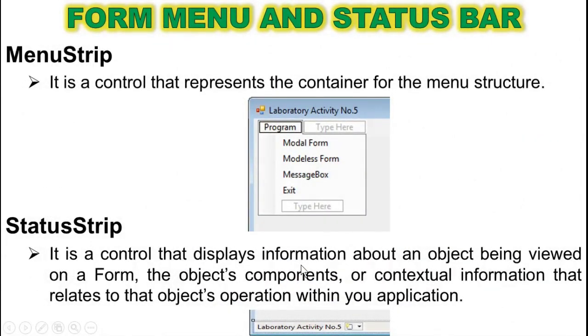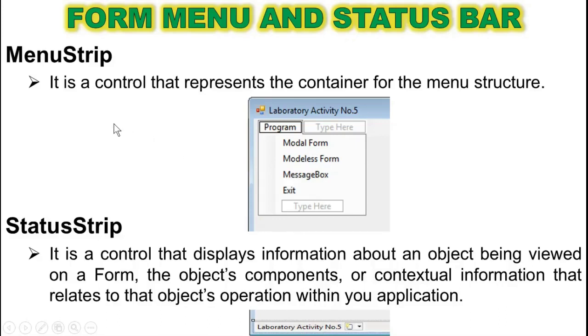For menu and status bar. The MenuStrip is a control that represents the container for the menu structure. The StatusStrip is a control that displays information about an object being viewed on a form, the object's components, or contextual information that relates to the object's operation within your application.